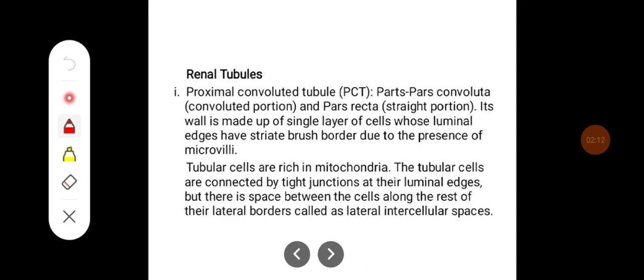Renal tubules. There is the proximal convoluted tubule, that is PCT. It has different parts, pars convoluta and pars recta. That is, pars convoluta is a convoluted portion, whereas pars recta is a straight portion.